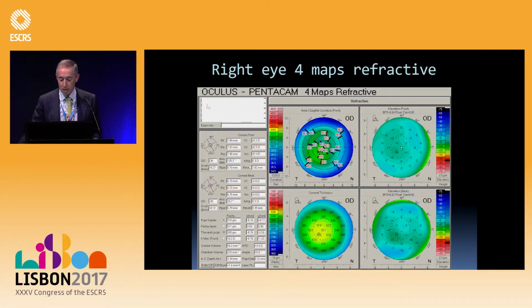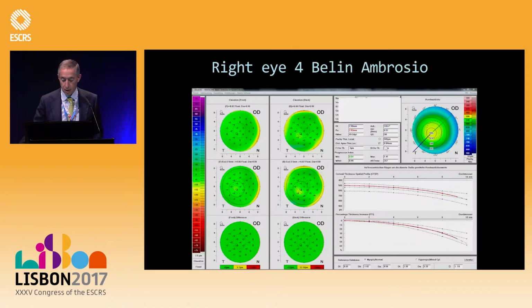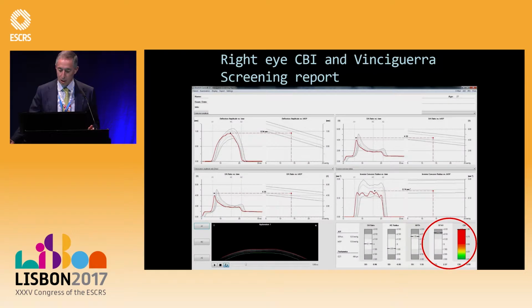Let's see some clinical examples. This is the first case. Everything seems to be relatively normal, 511, 41, 42, and we see the elevation is not pathological. We see the Belin-Ambrosio indexes show absolutely normal values. Everything is the green line. So when you see those patients, regardless of the pachymetry, you could say these are normal cases. But the biomechanical index already shows you abnormalities.